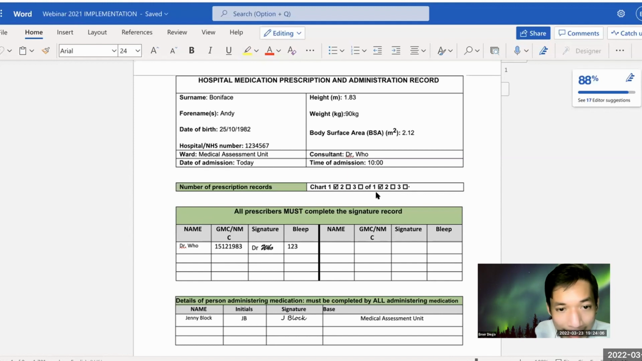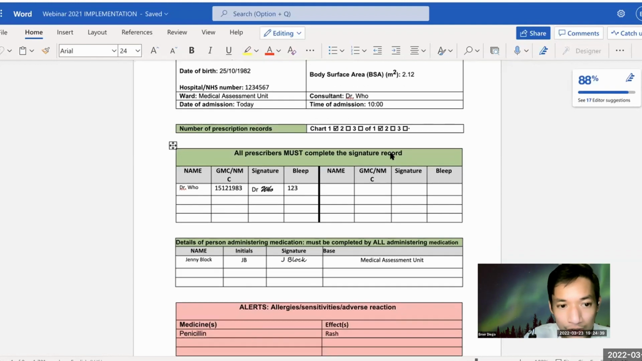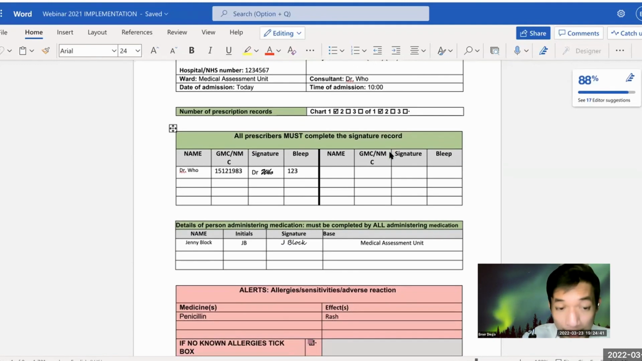The patient's height is 1.83 meters. The weight is 90 kilograms. The BSA is 2.12. Consultant, Doctor Who. And the time of admission is 10 o'clock. So this prescription is 1 out of 1 because historically, when we used pen and paper for documenting, there might be several drug charts for the patient. So it's just indicating that you only have one drug chart for the patient. Okay. So that is your number of prescription records.